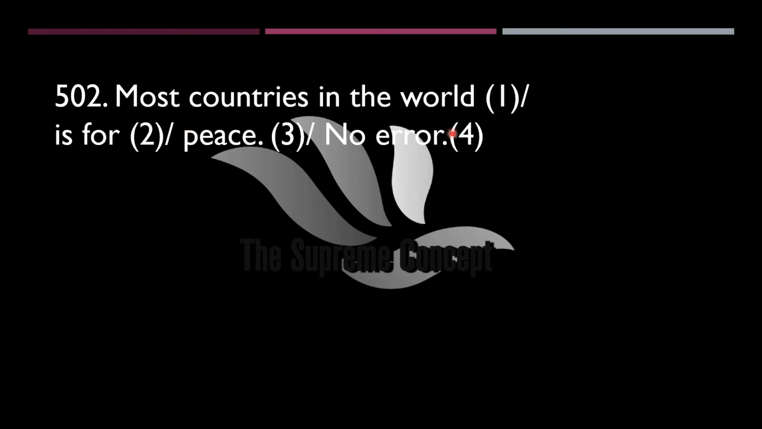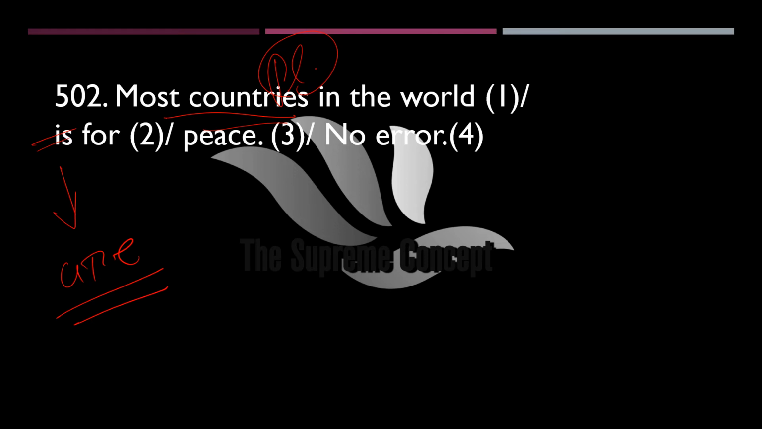Most countries in the world is for peace. So find out where the error is in this sentence. Alright, see here, the error lies in part number 2 actually. Instead of is we will use are here, because most countries is plural, the subject is plural, so no doubt it will take a plural verb form. So most countries in the world are for peace. Not is.